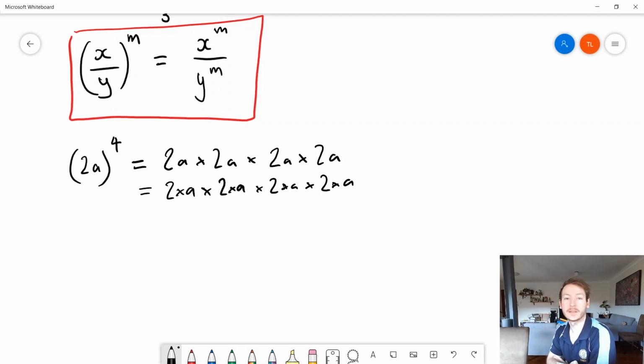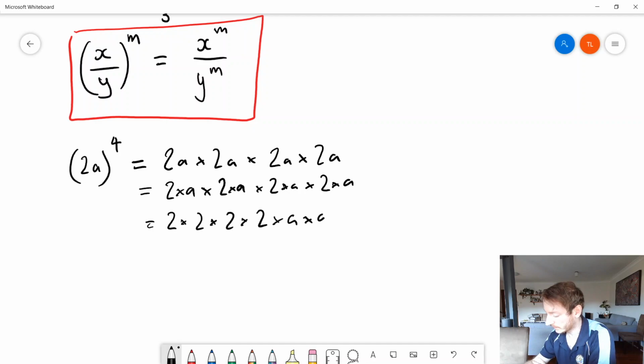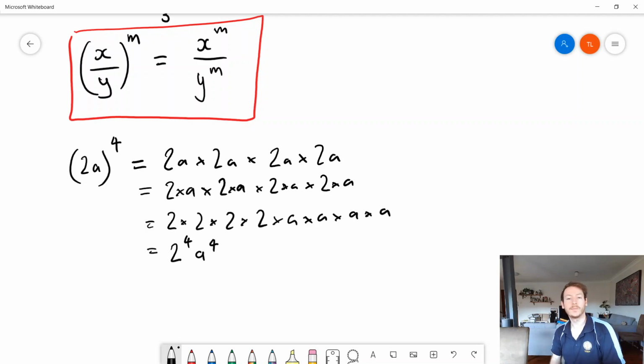In multiplication, it doesn't matter what order we do it in, so let's rewrite this. 2 times 2 times 2 times 2 times a times a times a times a. And then time to contract it again. 2 to the power of 1, 2, 3, 4. a to the power of 1, 2, 3, 4. So you can see this index here applies to the a and to the 2, which means I'm going to end up with a formula that looks like this.